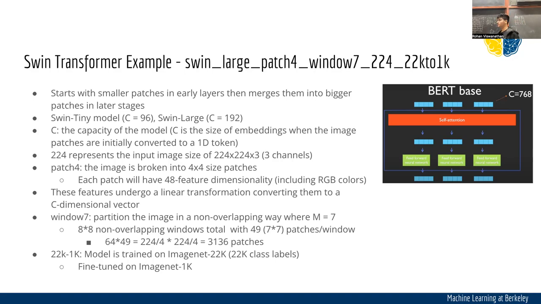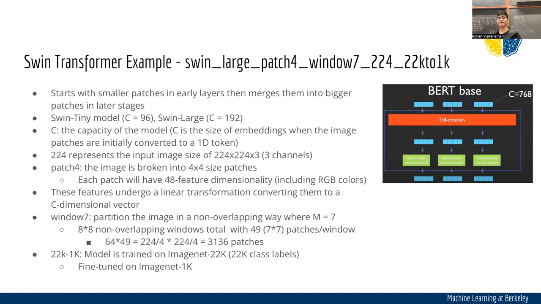So we have 8x8 non-overlapping windows total, where each has 49 patches per window. So 64 windows, where each window has 49 patches, if that makes sense. And each patch is a 4x4x3 image. The math works out on this.